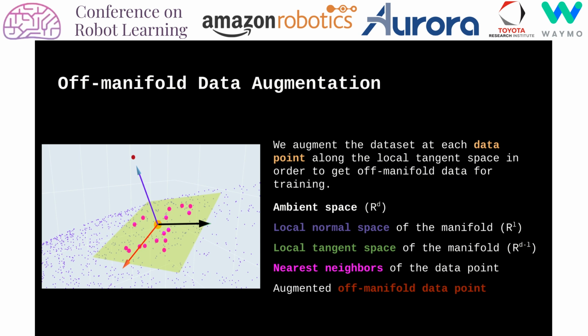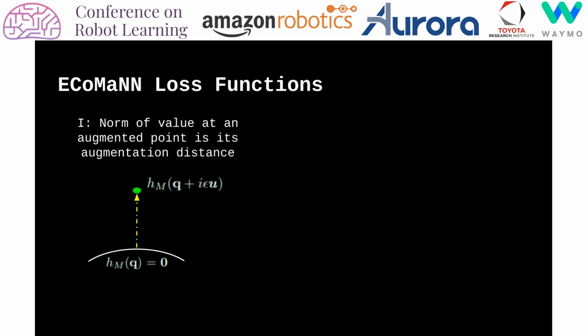Our training dataset is solely on manifold, and we set its label, or in other words the output of ECoMaNN, to be 0 vectors. For a more robust training of ECoMaNN, we augment the on-manifold data by projecting it off the manifold in the direction of the normal space vectors found during local PCA. We do not explicitly set labels for each of these augmented off-manifold data points, but instead we specify constraints on these labels via loss functions.